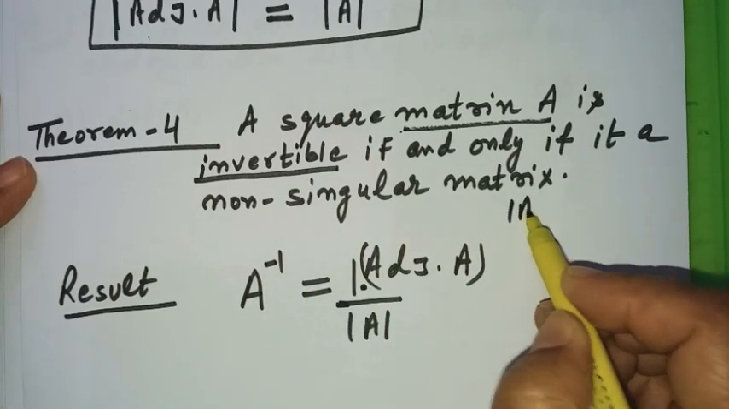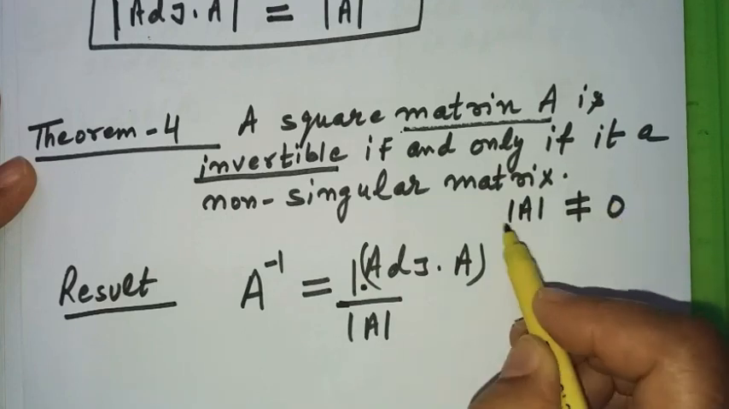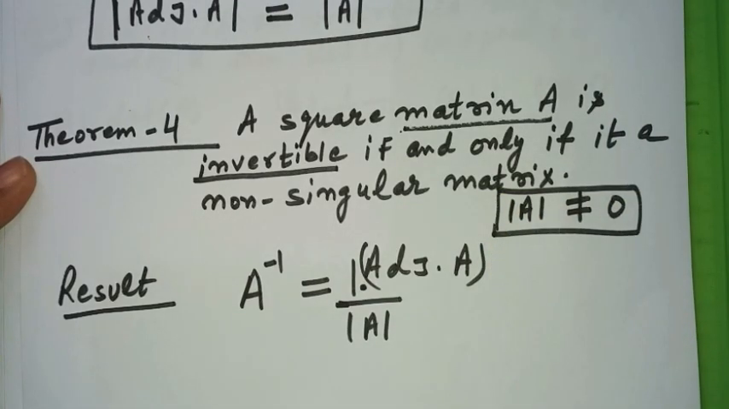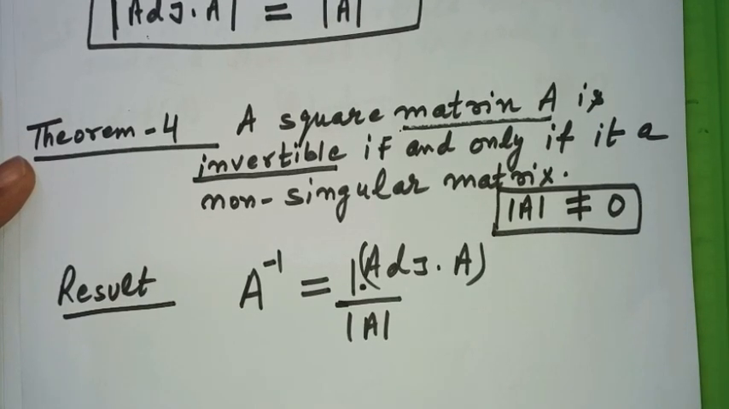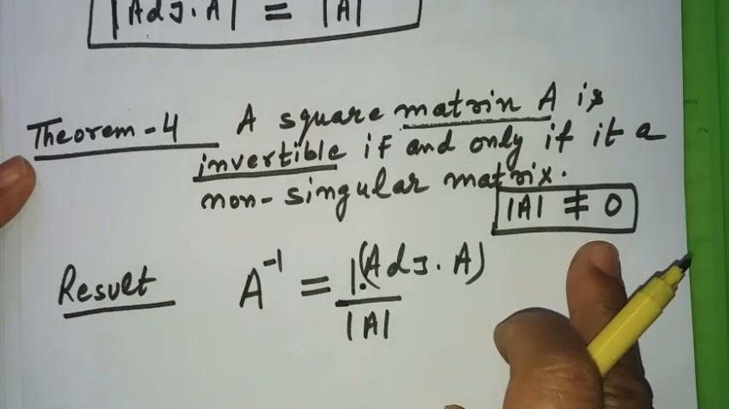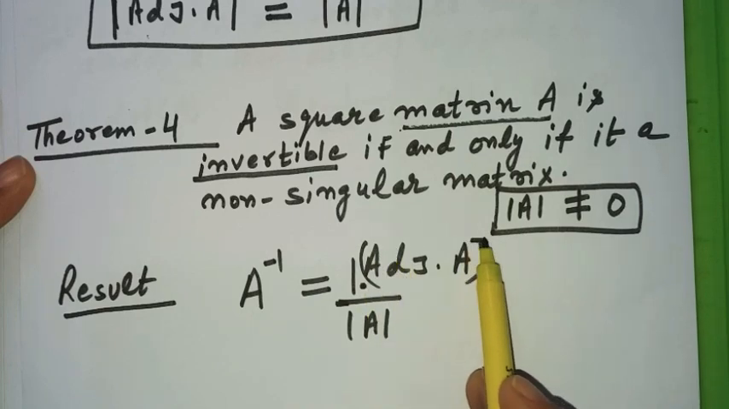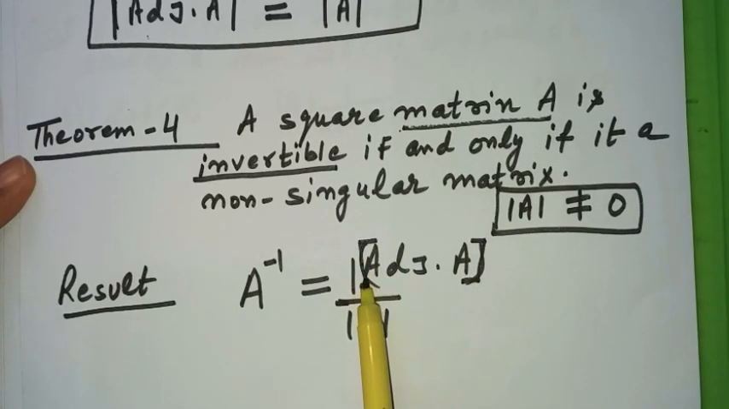Non-singular means that its determinant is non-zero. So you can take this as a necessary condition for the inverse of a matrix to exist, that a matrix will have an inverse if its determinant is non-zero. And what is its inverse? Inverse of a matrix, this is the sign of inverse. Inverse of a matrix A is adjoint of the matrix A, so adjoint of A is going to be a matrix, divided by determinant of A.